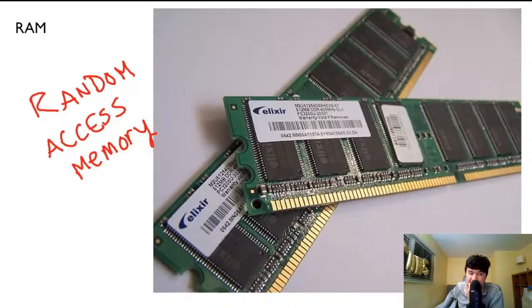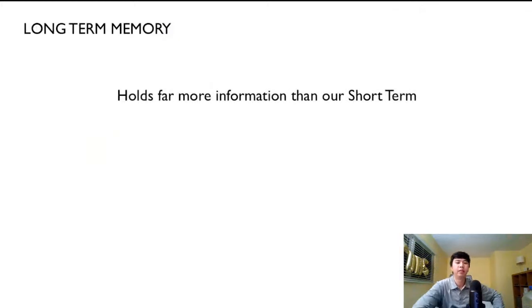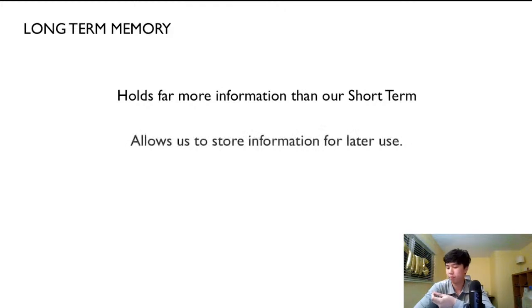Because we also have a different type of memory, long-term memory. Now, long-term memory holds far more information than our short-term memory because we're not using it every time we're working. We access deep information in there that we can store for later use. So it's a lot bigger because of this, but we also need the short-term memory, right? We need that random access memory in order to work with this long-term memory.